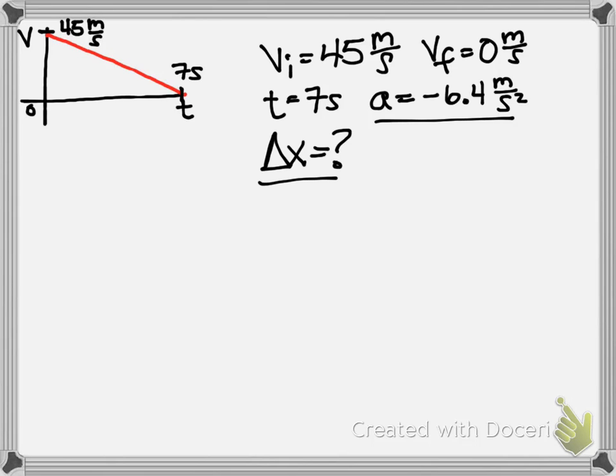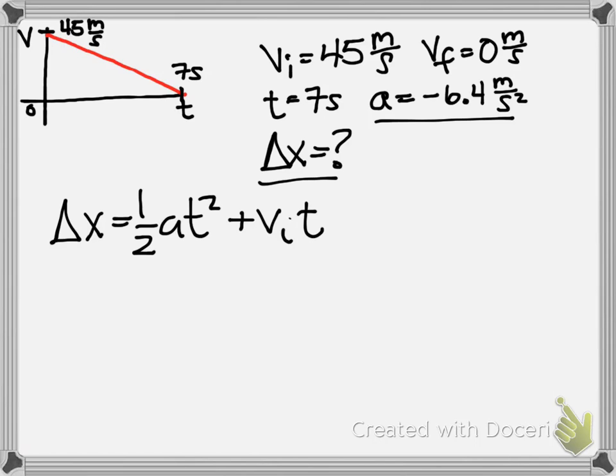So then moving forward, now I'm looking for an equation that will solve for delta x when given initial velocity, final velocity, time, and acceleration. And there are really several equations you could use for this, but the one that I choose to use is delta x equals 1/2 at squared plus v initial t. This is just the most straightforward and fastest equation to use for this process.